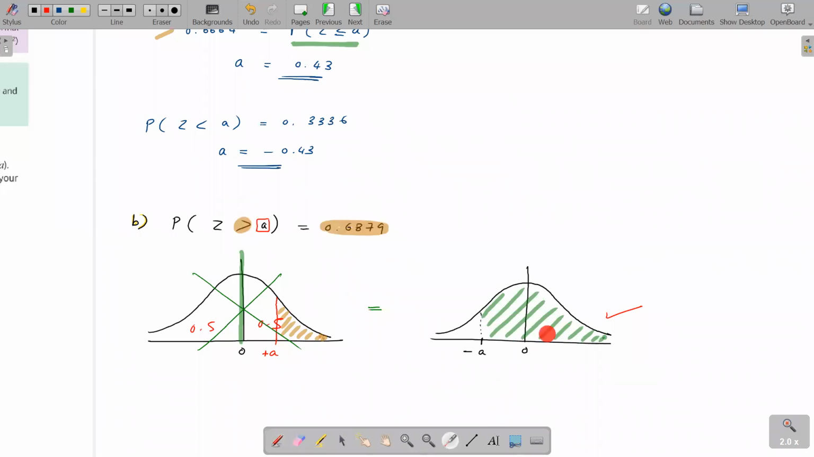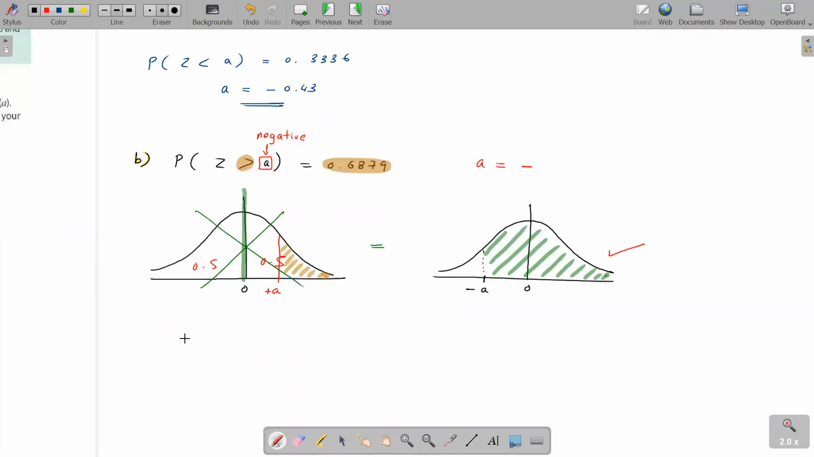Okay, so you can see that this diagram makes sense, right? That means you determine before the start of the sum that your A value is negative. So at the end of the day, when you give your A value, it should be some negative figure. The final answer should be A equals negative some figure. Now let's get started with the sum.